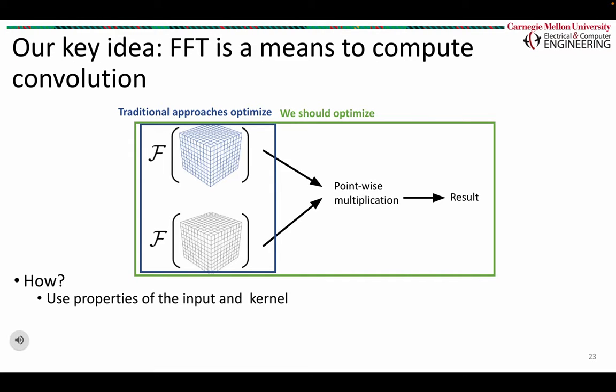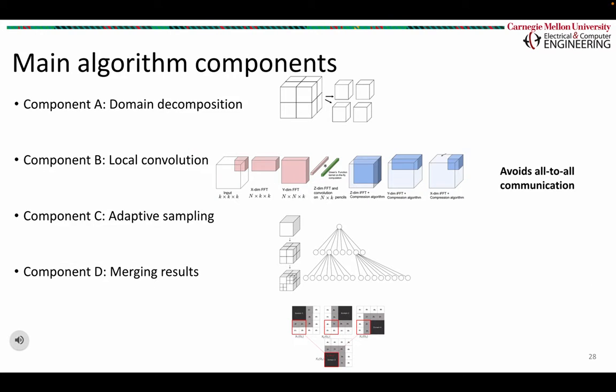What we need to remember is the FFT is a means to compute convolution and not the goal of the computation. While traditional approaches optimize the FFT in isolation, we believe we should focus on optimizing the entire convolution pipeline by using properties of the input and the convolution kernel. The main components of the algorithm are domain decomposition, local convolution, which avoids all-to-all communication, adaptive sampling, and merging results.